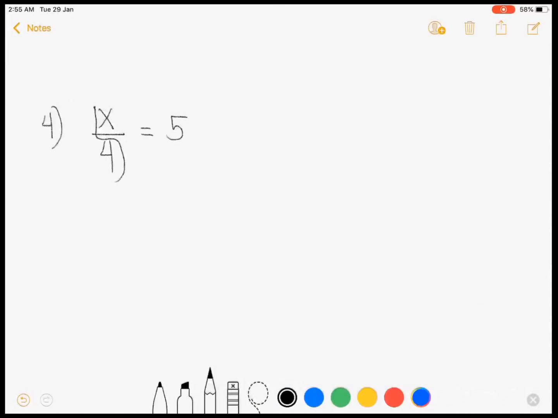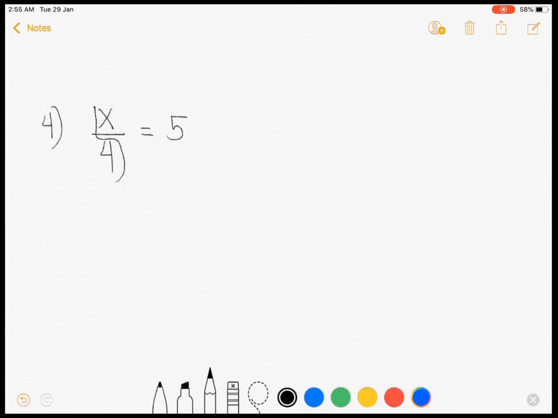Diba kanina naka-multiply yung numerical coefficient na 3. Dito, naka-divide naman yung number na 4. So, para ma-cancel naman yung 4, apply naman natin yung multiplication property of equality. So, ano yung multiply natin sa x over 4 para ma-cancel yung 4?